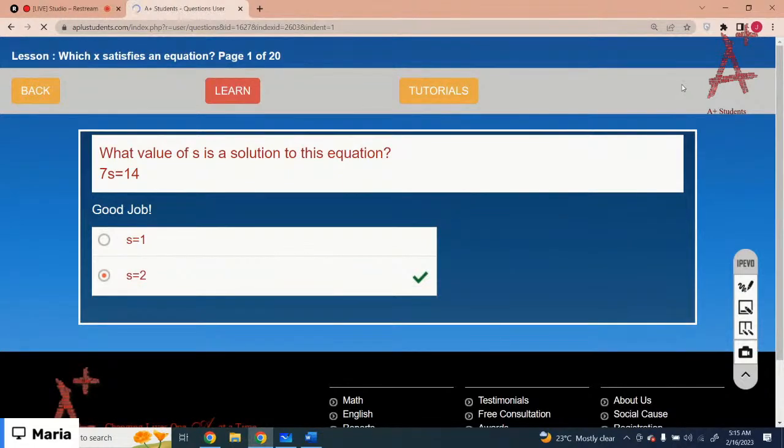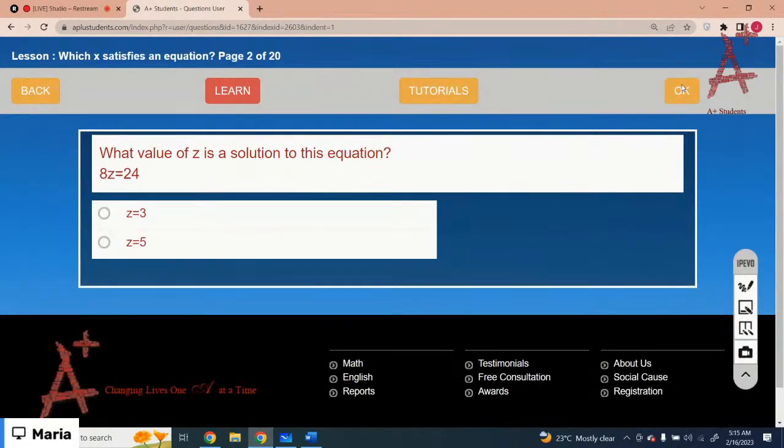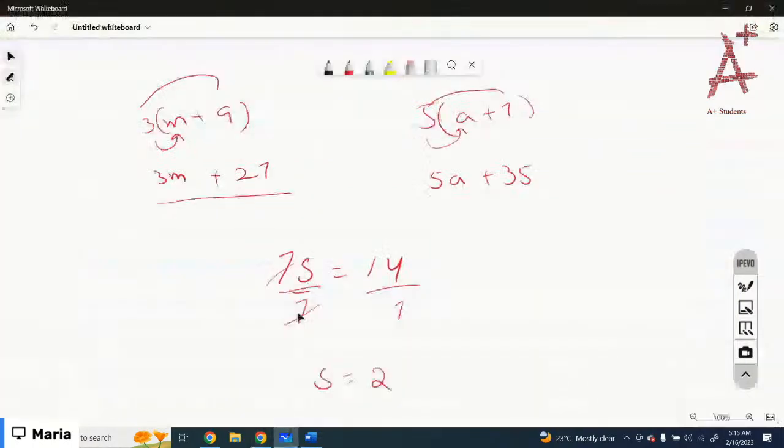Or either you are given the options. Like for this one, 8z equals 24. You are given two options. The options are z equals 3 and z equals 5. You can just substitute the values. Just check for the first one. 8 times 3 equals 24. 8 times 3 is 24 and 24 equals 24. So both sides are equal for z equals 3. That means z equals 3 is the solution of the equation. Got it?